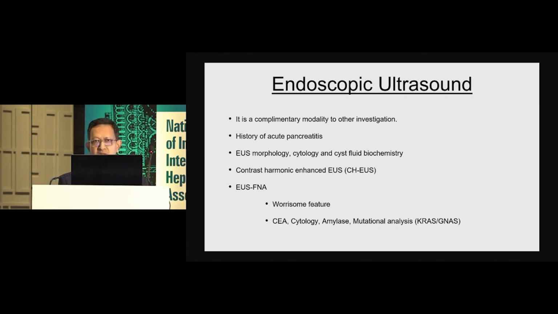EUS FNA is done as a resort whenever we find something which is known as worrisome features. This can also be used to analyze the CEA, cytology, amylase, and the mutational analysis. Again, the endoscopic ultrasound should be done only when there is some doubt in the cross-sectional imaging and when we cannot reach the diagnosis of whether we have to do surgery or not. If we need to do surgery, go ahead with the CT and the MR.